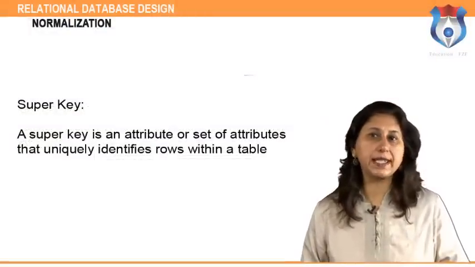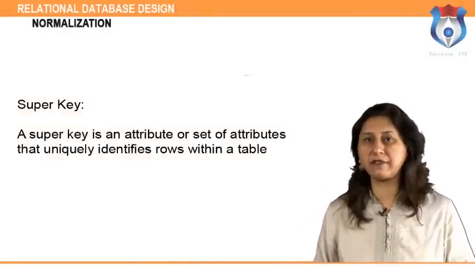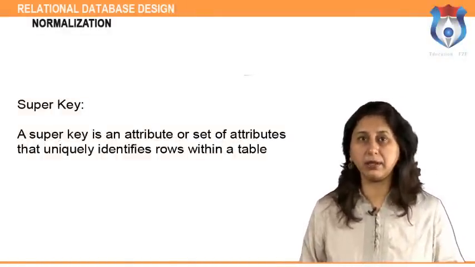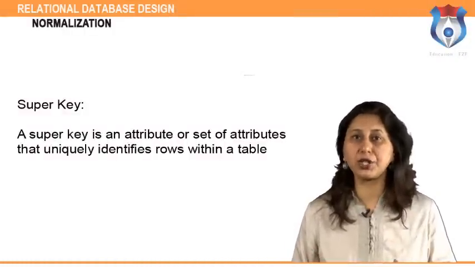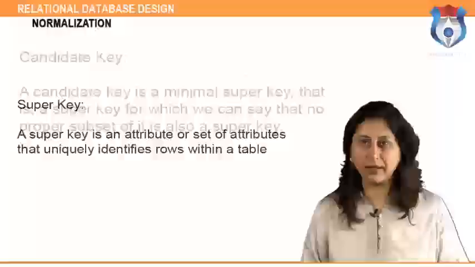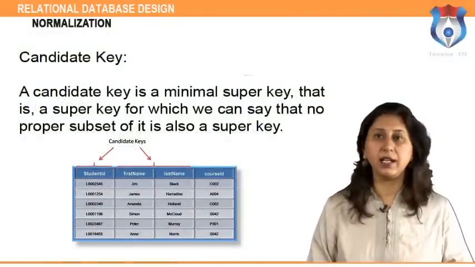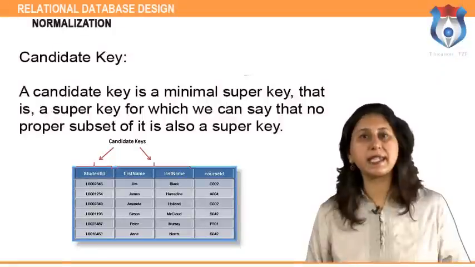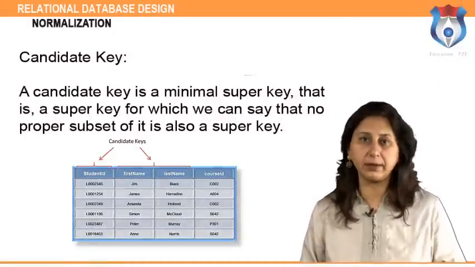A superkey is an attribute or set of attributes that uniquely identifies rows within a table. In other words, two distinct rows are always guaranteed to have distinct superkeys. A candidate key is a minimal superkey, that is, a superkey for which we can say that no proper subset of it is also a superkey.